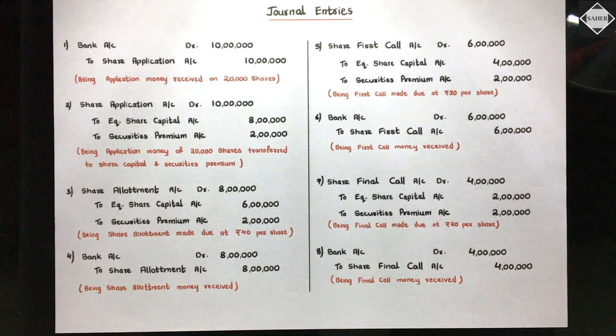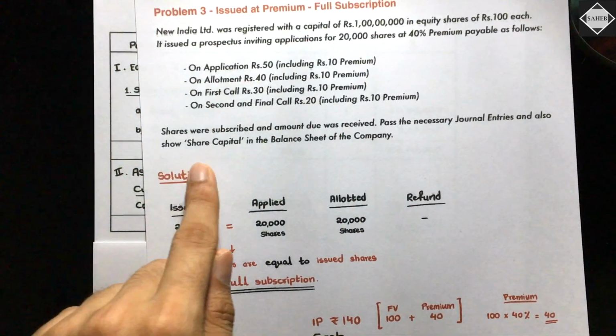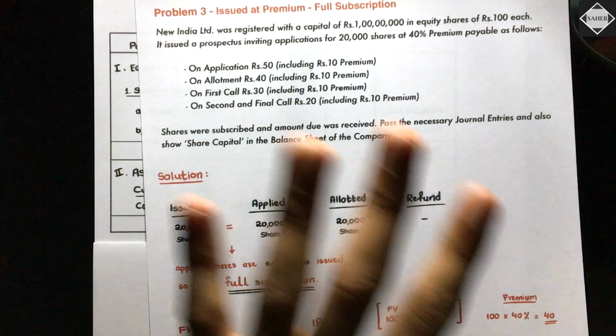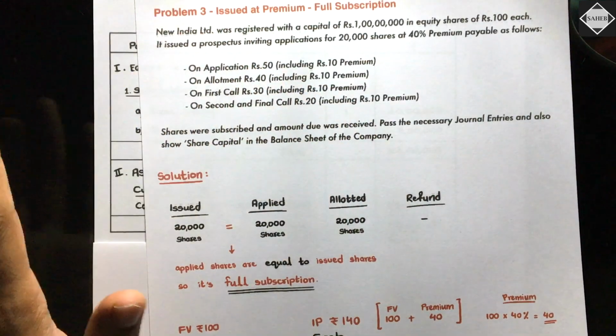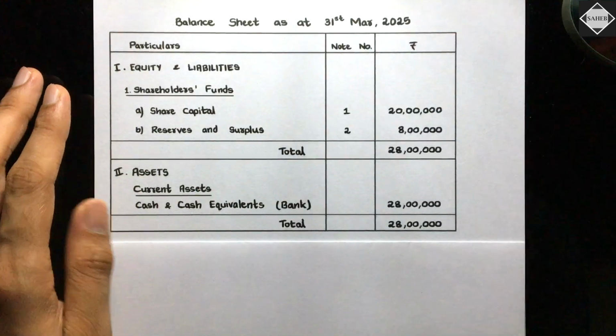Okay. Now let's move on to the balance sheet. Let's see the balance sheet now. Now see here we have the balance sheet. Let's understand how to do this. It's really simple. In the question they asked us to show just the share capital in the balance sheet of the company, but what we are going to do is see everything, the whole entire relevant part. Fine.